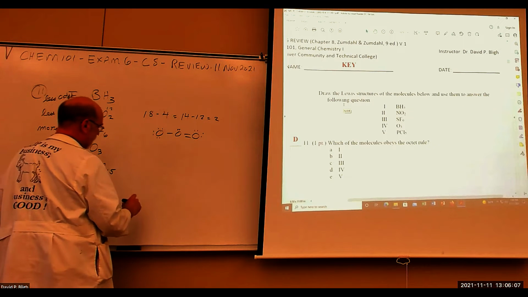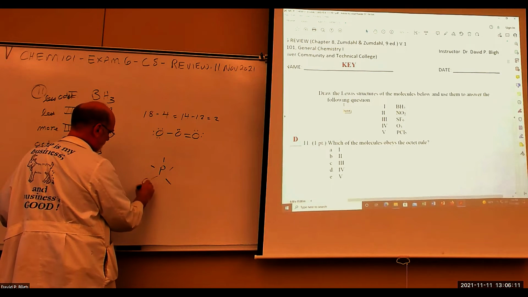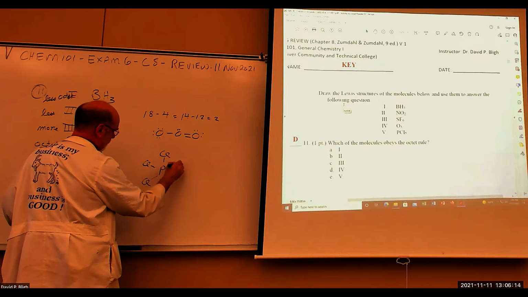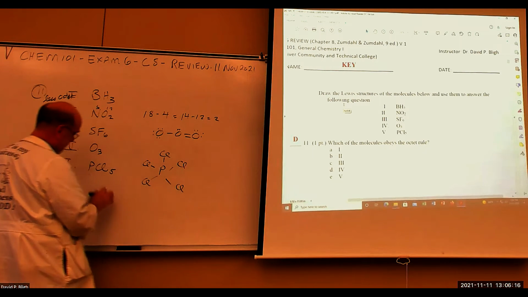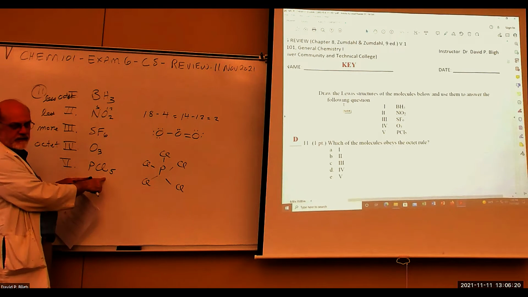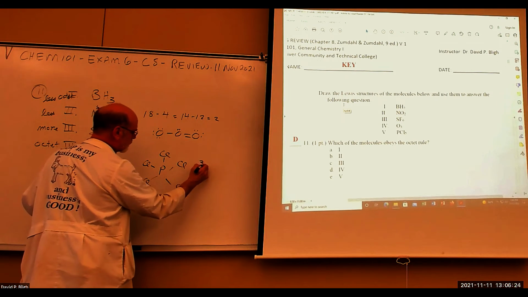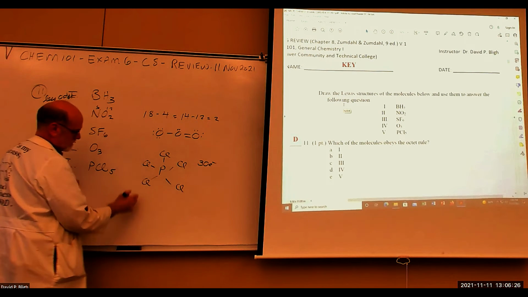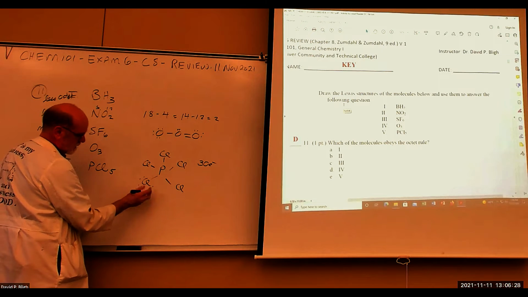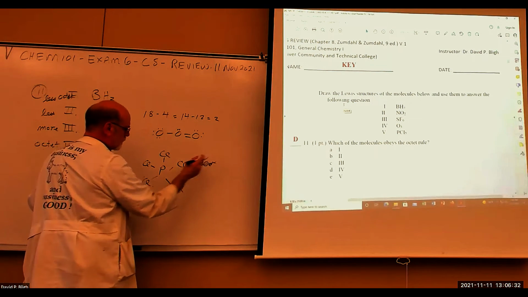But if we were to do PCl5, okay, phosphorus, 5, and 5 times 7 is 35, that's 40. 2, 4, 6, 8, 10. That means we have 30 electrons left. If we put 6 around each chlorine, 5 times 6 is 30. So we used them all up.